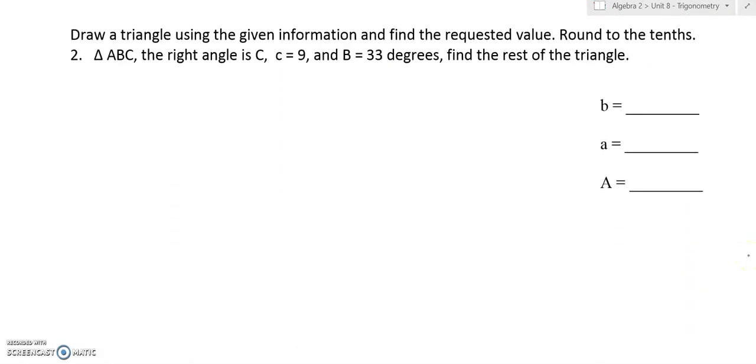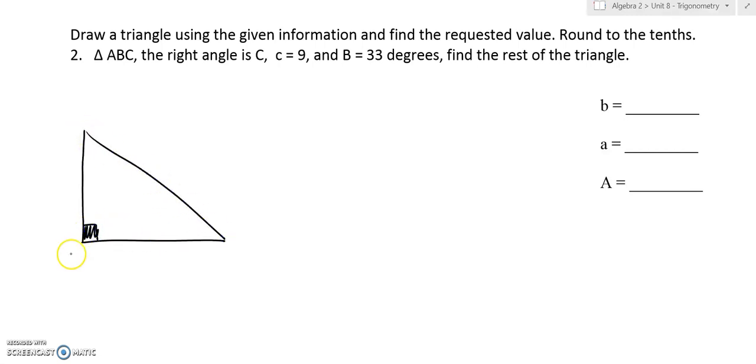On the back, our last example, example 2, similar, but it gives us different information. So it wants us to draw the given, find the requested values, round to the 10th, same thing, and then it says you have triangle ABC, the right angle is C, little c is 9, and big B, so the angle is 33 degrees. Find the rest of the information. Okay, draw my triangle.